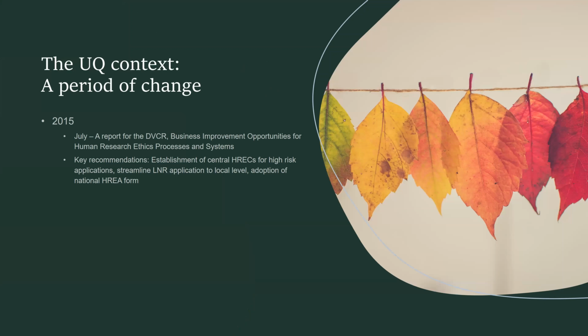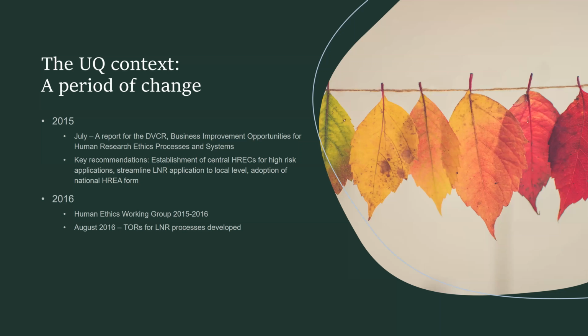In terms of UQ, some of you may or may not be aware of the history of ethics at UQ. Prior to 2015, around the university, we had something like 35 different review processes, all operating under different kinds of reviewing committees and structures, different kinds of forms. And the university decided that we needed to have a look at quality and whether we were up to national standards. The recommendation from that was that we needed to establish a central HREC as well as streamline low and negligible risk applications at the faculty level.